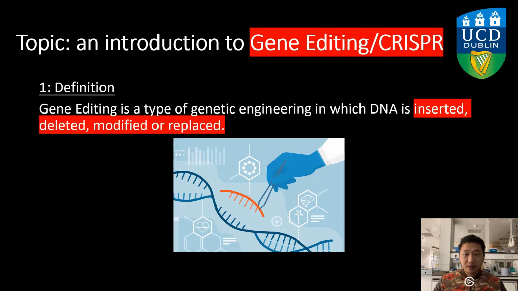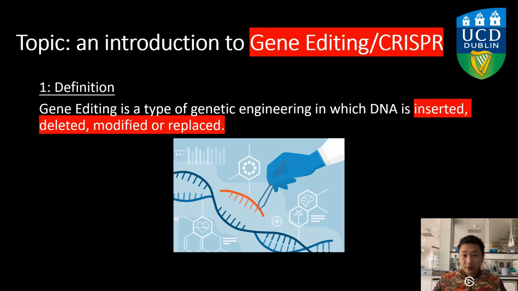Let's start from its definition. As the name suggests, gene editing means to edit a gene to change the function of the gene. And here's a more formal definition. Gene editing is a type of genetic engineering in which DNA is inserted, deleted, modified, or replaced. Now, you might ask, what does it mean or what would happen when you edit a gene?